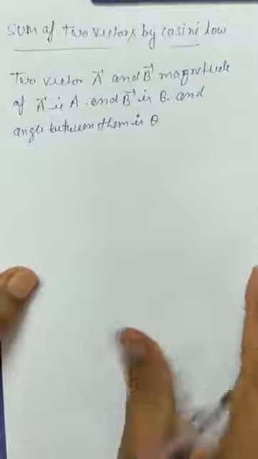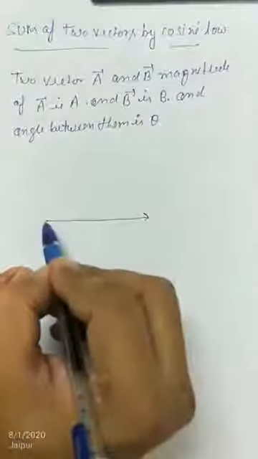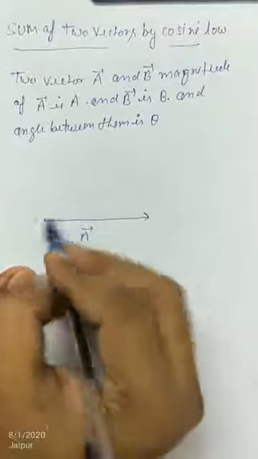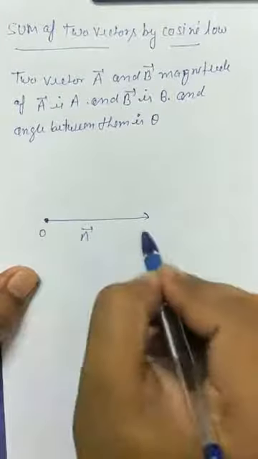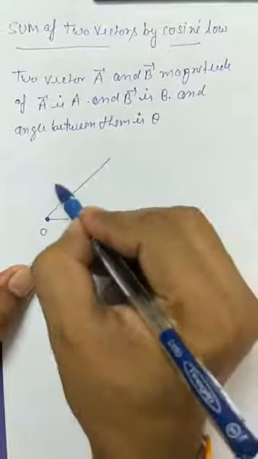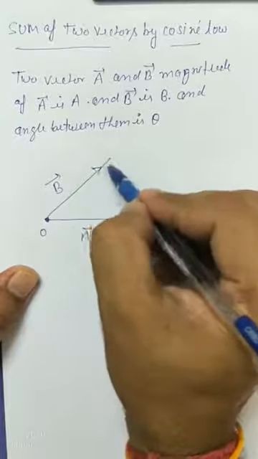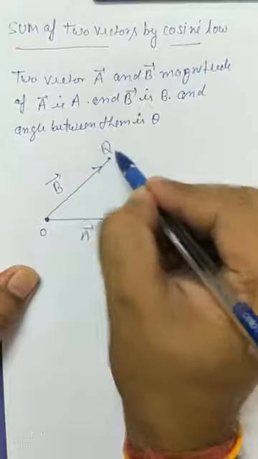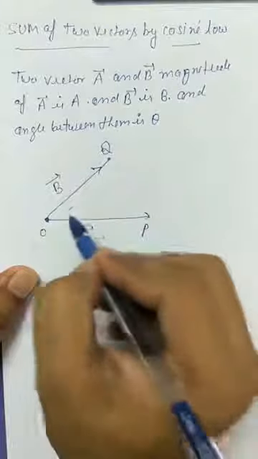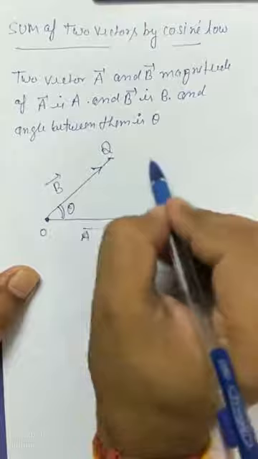Vectors are represented by the parallelogram law. Vector A is represented by OP and vector B is represented by OQ. The angle between vector A and vector B is theta. Complete the parallelogram.